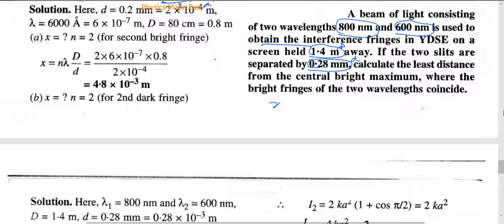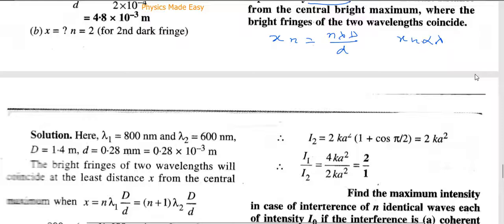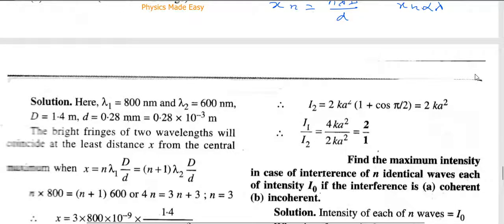Now we know that the position of the bright fringe, xn, is equal to n lambda D by d. The position of the bright fringe is directly proportional to lambda. Now what is important is that for them to coincide, n will be larger for the smaller wavelength. So if I assume red, 800 nm is larger, it means for that I shall be using small n. This is for red. And now second is for yellow. Let it be n plus 1.